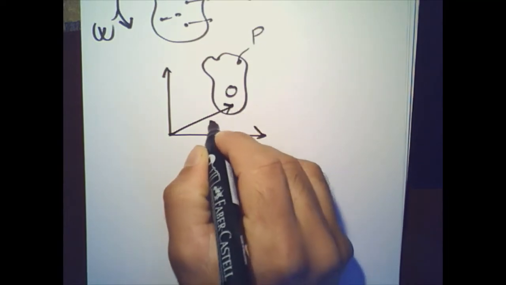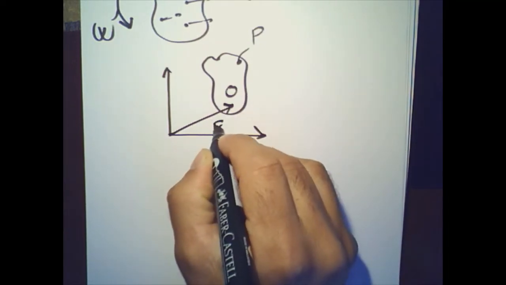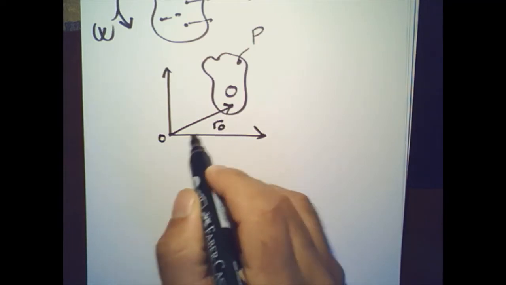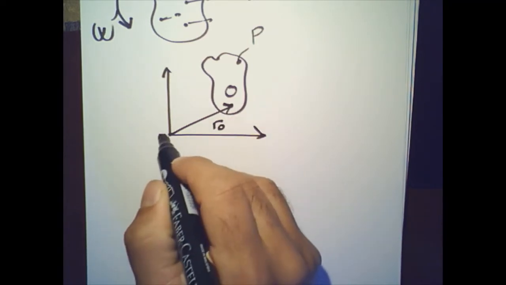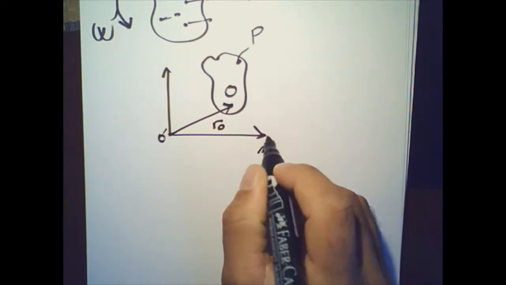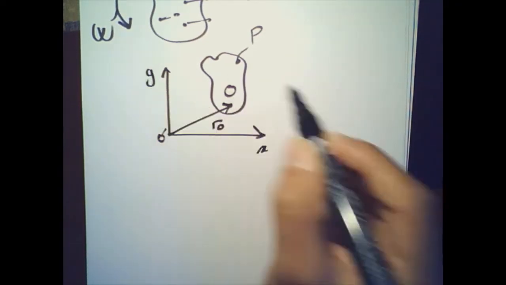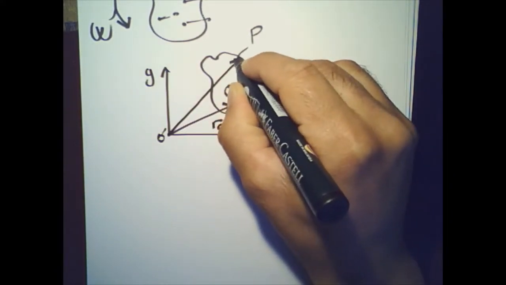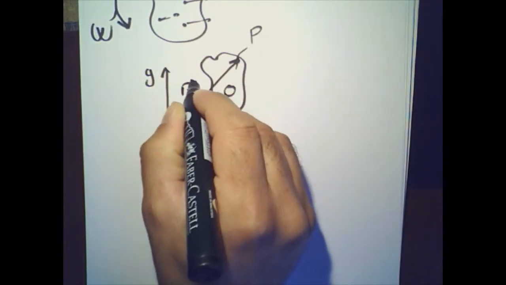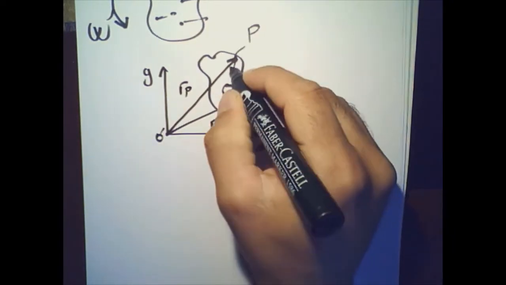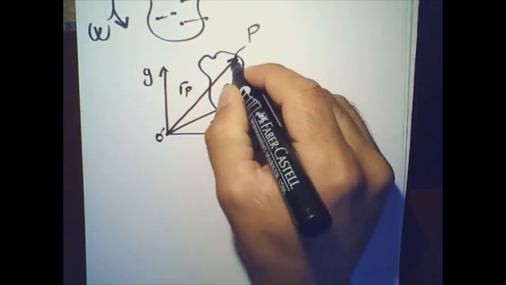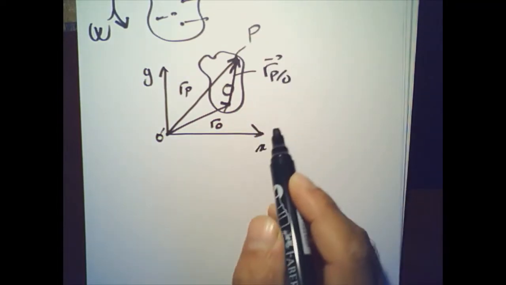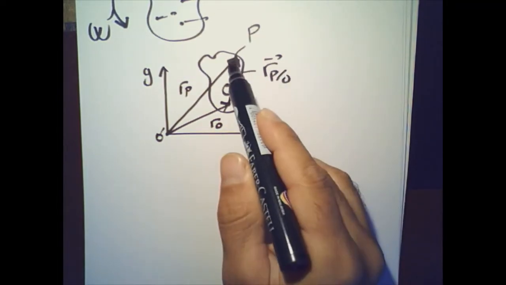So what I'll do is call this RO, which is a vector from the origin. Let's just call it A prime so that it's not this point. And this is my X and Y plane. And this is my RP. This is the vector RP, and this vector from O to P, I can call RPO, which is the relative difference between point P and point O.